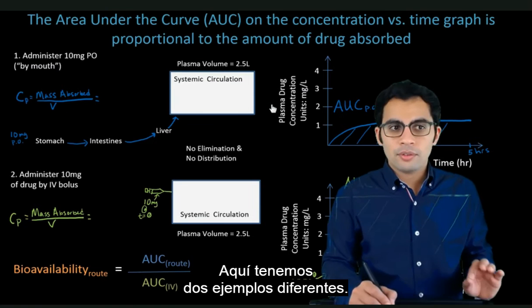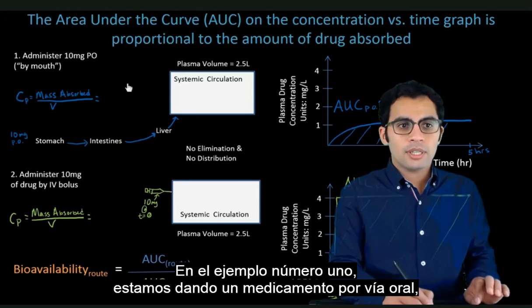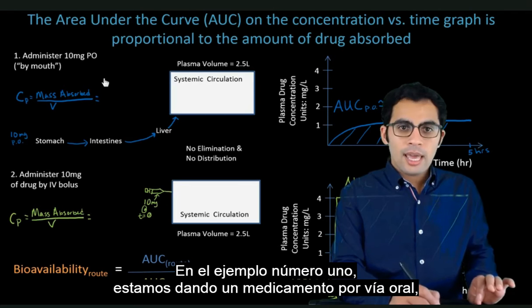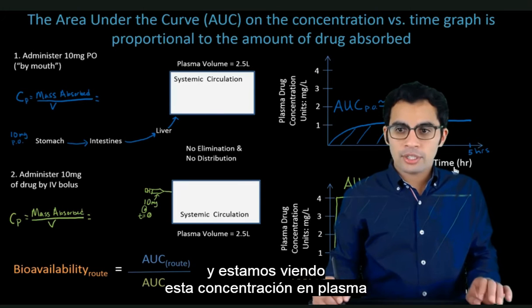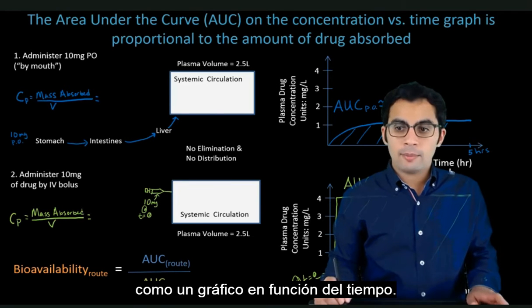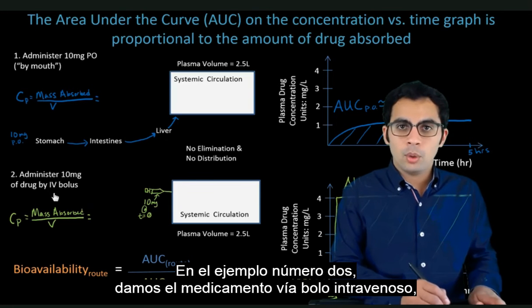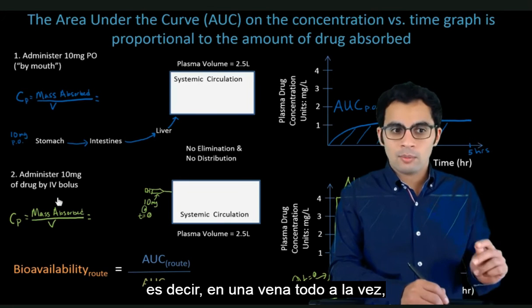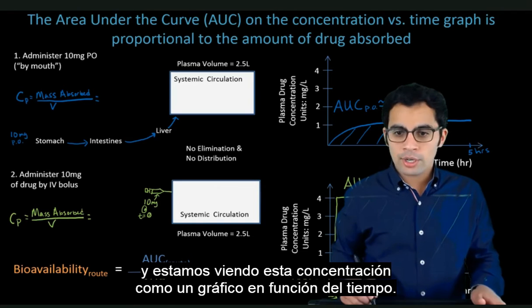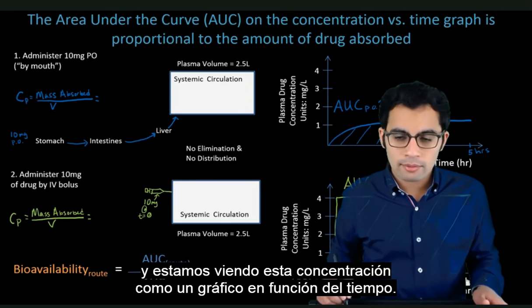So here we have two different examples. In example number 1, we're giving a drug by mouth, and we're looking at this plasma concentration as a function of time graph. And in example number 2, we're giving this drug via IV bolus, so into a vein all at once, and we're looking at this concentration as a function of time graph.